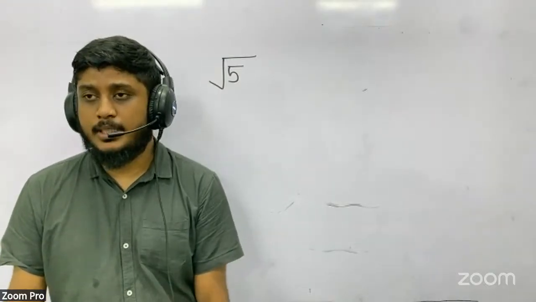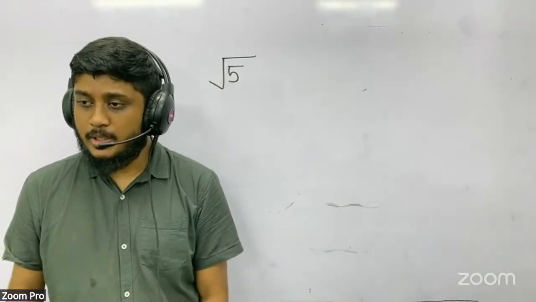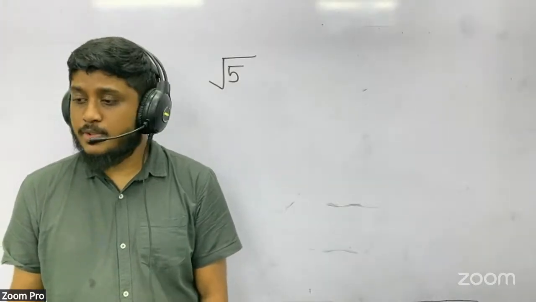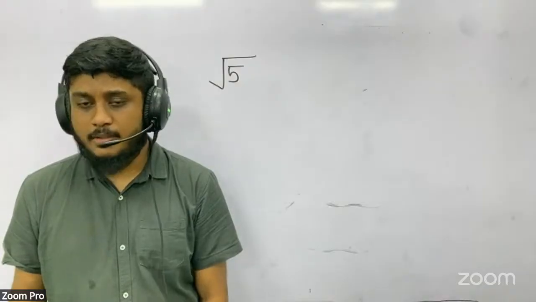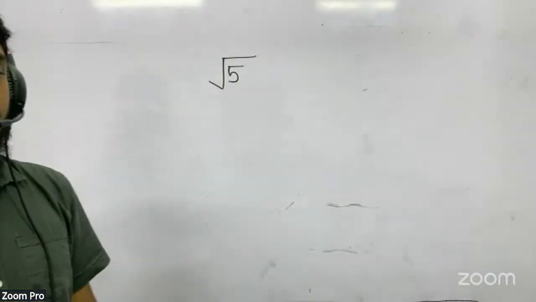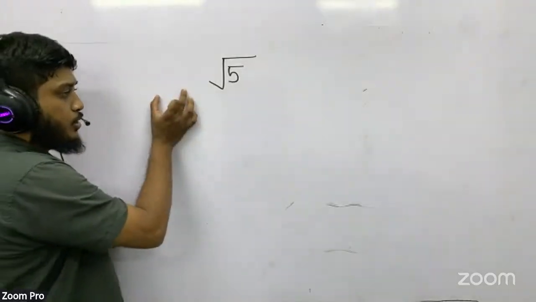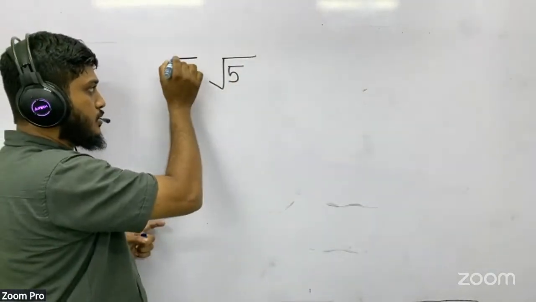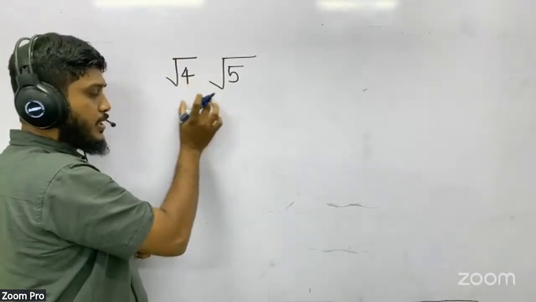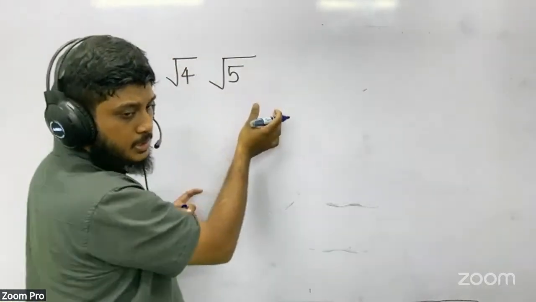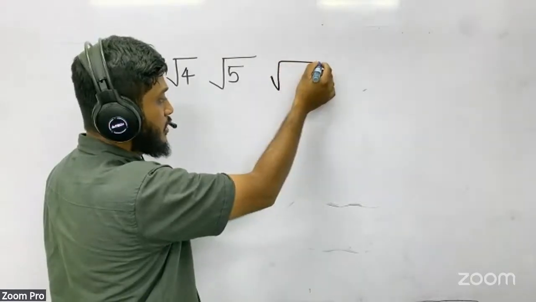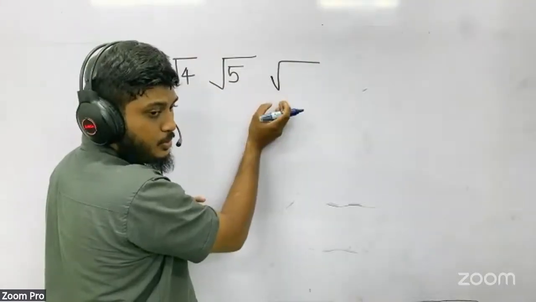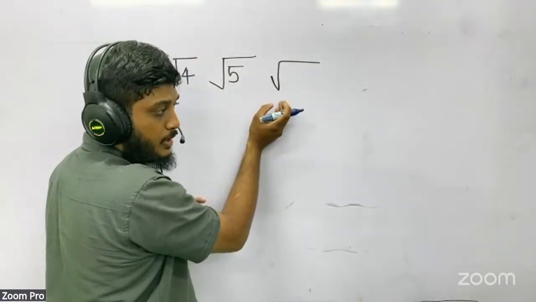Okay, stop working. Now listen carefully. When they ask for square root 5, what you should do is take the square root values before this and after this. What is the square root value before this? Square root 4. What is the next complete square root value? Root 9.